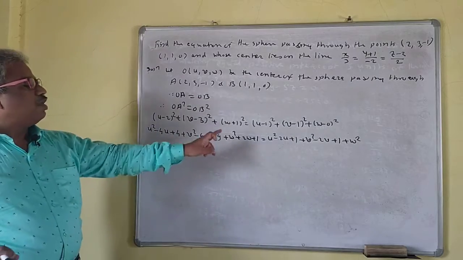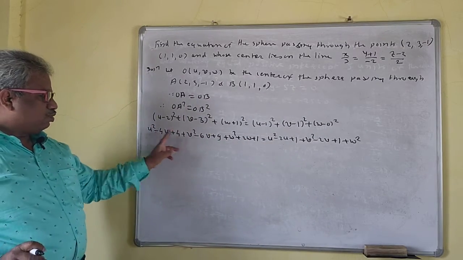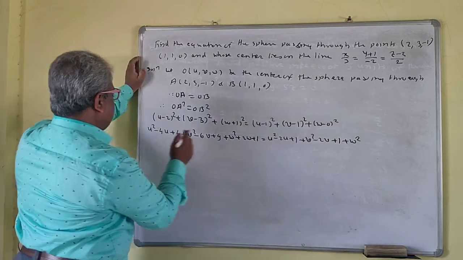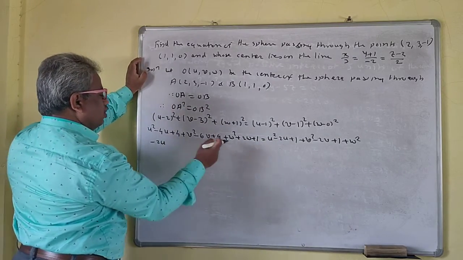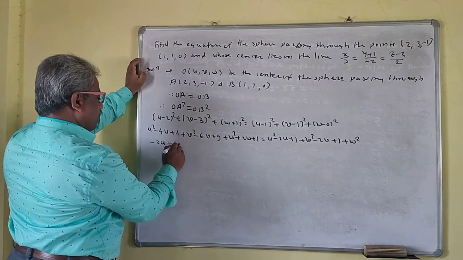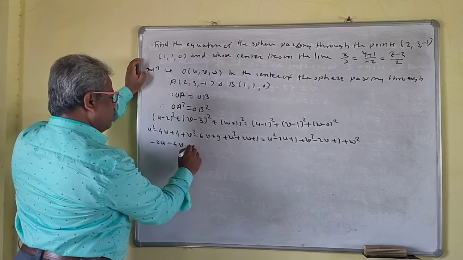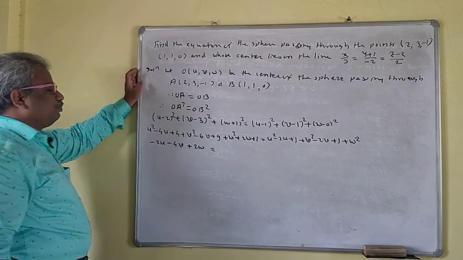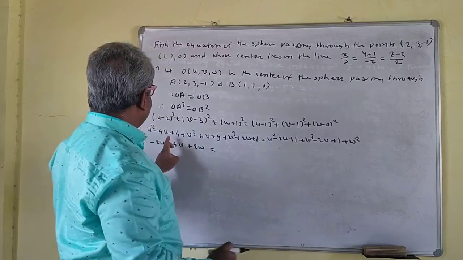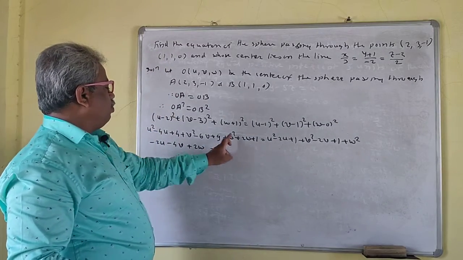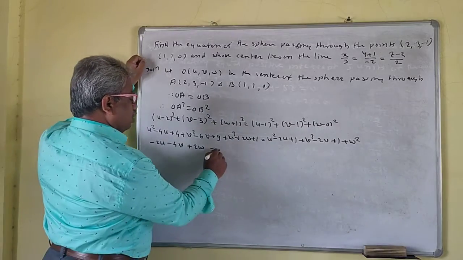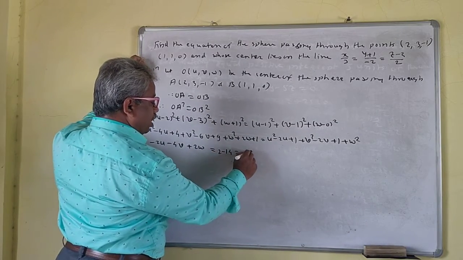Now U square, V square, W square get cancelled. So we'll collect the U now. This is minus twice U. We'll collect V now. So this is minus twice V plus V, so minus 4V. There is no W, so twice W is equal to. Here the constant is 2 and here the constant is 4. 4 plus 10, 14. So 2 minus 14 is minus 12.